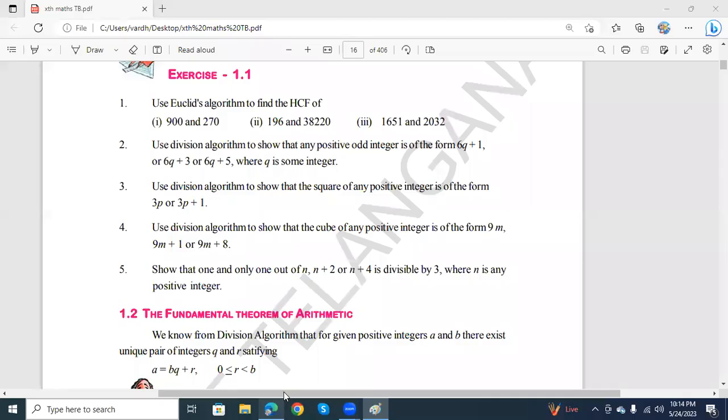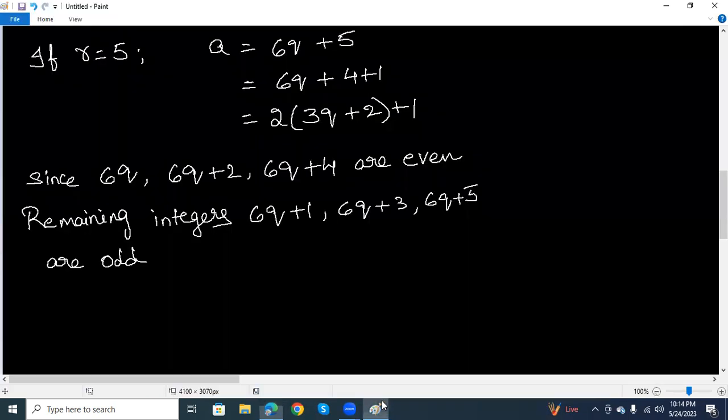Let's see another sum. Question number 3. Use division algorithm to show that the square of any positive integer is of the form 3p or 3p plus 1. What did they say? Here also we need to use division algorithm only. That is nothing but a is equal to bq plus r. Square of any positive integer is in the form of 3p or 3p plus 1. Okay.